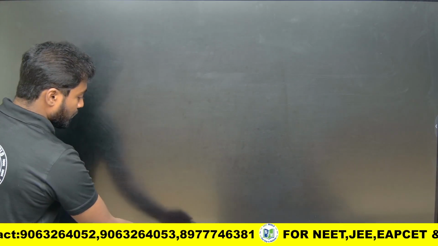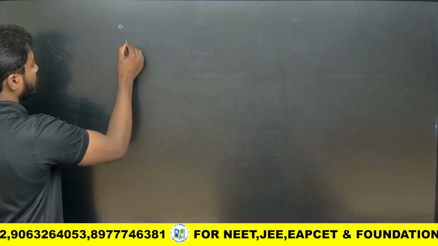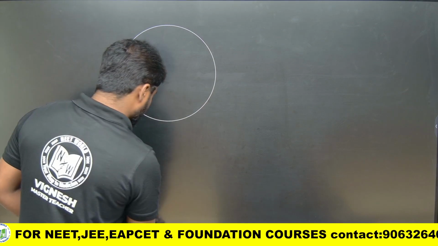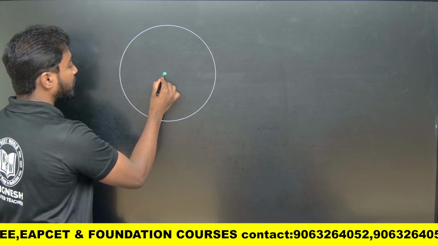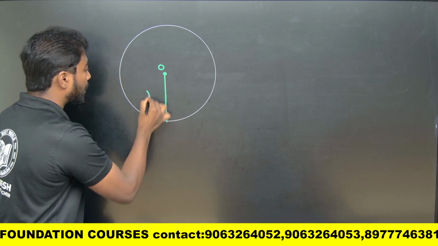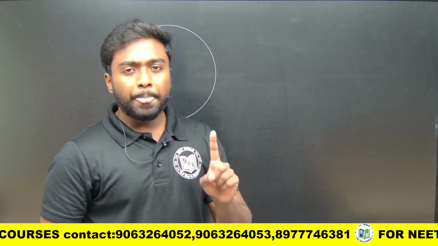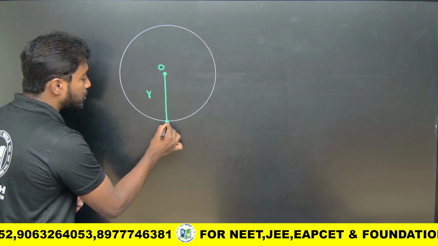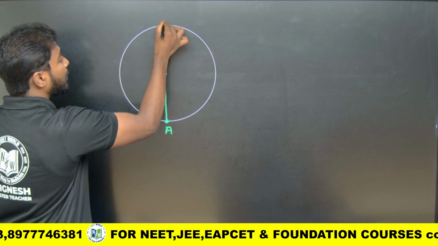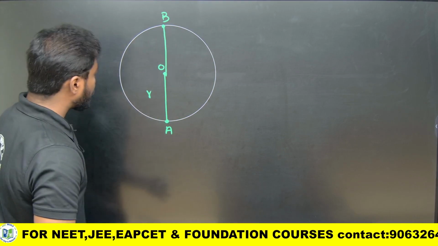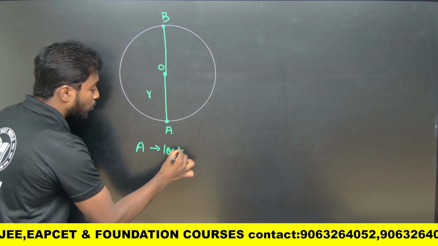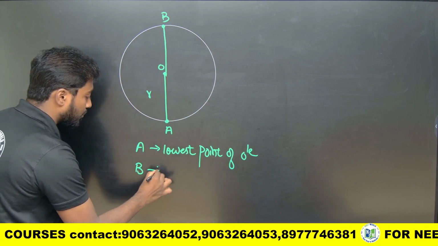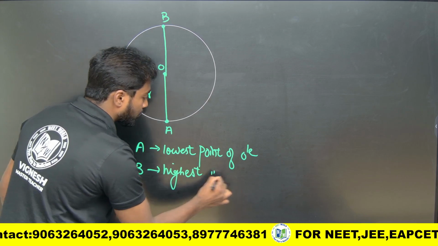So let me take a circle. The center point of the circle I will name as O, and the radius is R. In vertical circular motion we are going to discuss what is the velocity at any point of the circle. The second point is what is the tension at any point of the circle. Let me take the points first: point A, the lowest point of the circle, and point B, the highest point of the circle.